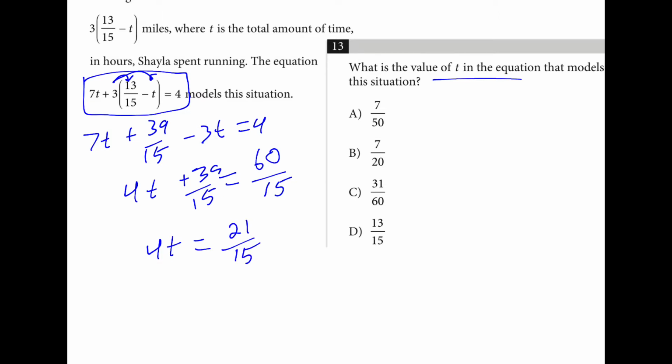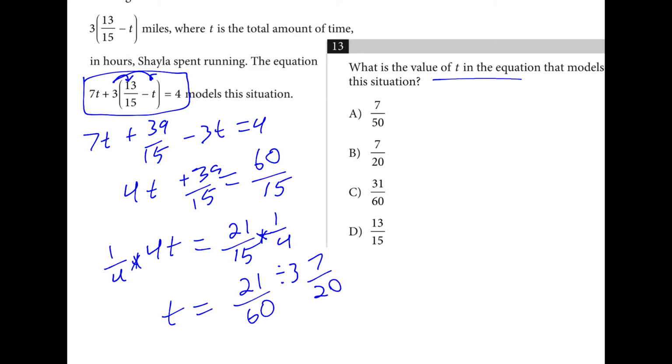21/15. If I want to divide this by 4, that's the same thing as multiplying by 1/4, which is a little bit easier to see when you're multiplying fractions. So then I have t is equal to 21/60. You can divide the top and the bottom by 3, and you end up with 7/20, which is the answer.